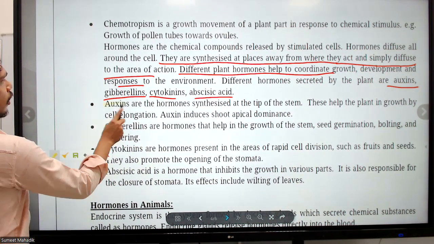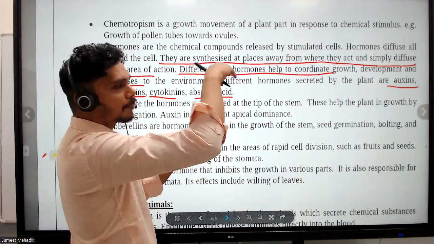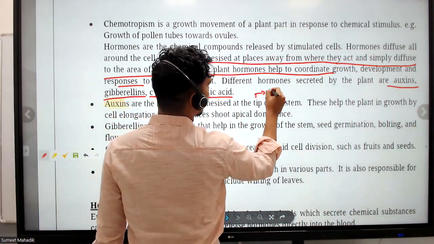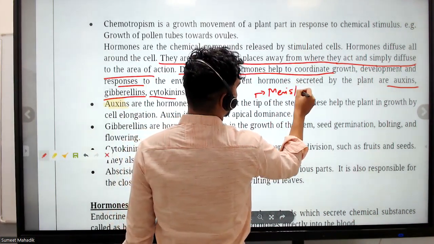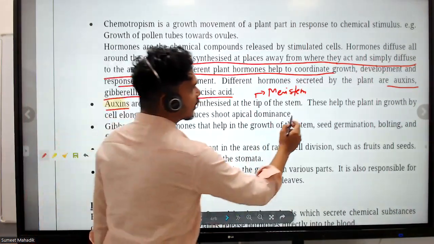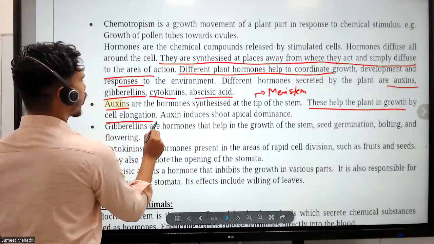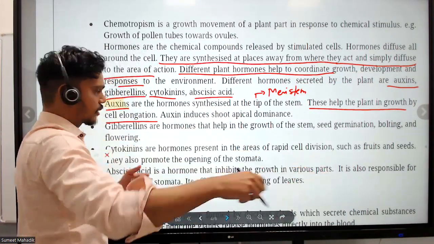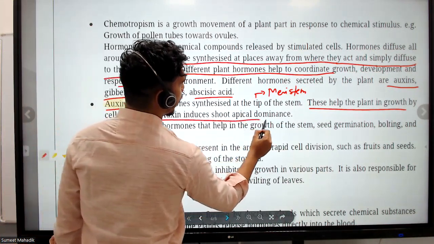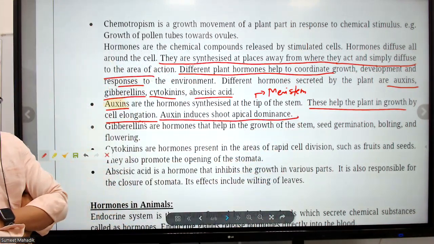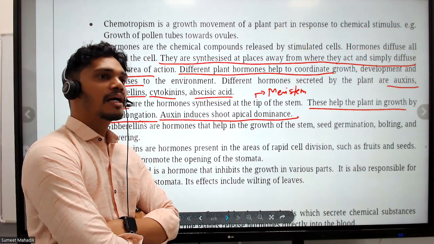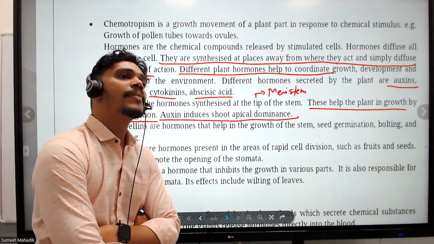When I'm talking about auxin, auxins are hormones synthesized at the tip. What is at the tip? Meristematic tissue. At the tip, what is there? Meristem. So they need to grow. Who is responsible? Auxin is responsible. This helps the plant grow by cell elongation. So write this: auxin causes cell elongation. Okay. Auxin induces shoot apical dominance. Shoot apical dominance is also done by auxin. So auxin is responsible for what? Cell elongation. Which one? Meristematic tissues.